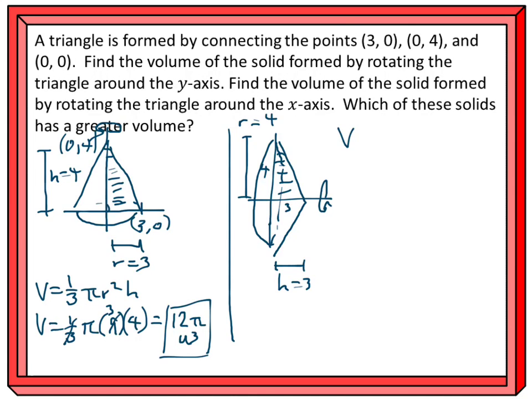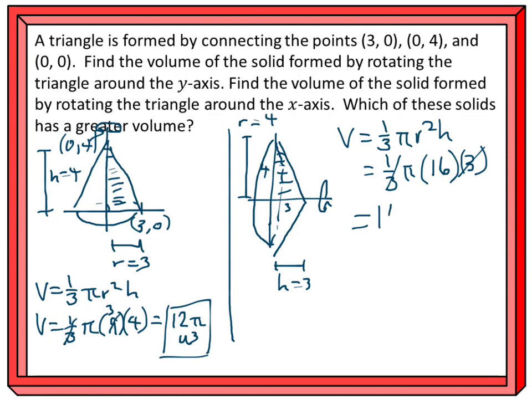Let's see. Alright, so our volume is 1/3 pi r squared times the height. Our radius here is 4. 4 squared is 16 this time. And then our height is 3. So I can just take 1/3 of that 3, and it leaves me with 16 pi units cubed. So I can see this is the winner, that the one across the x-axis has a greater volume.